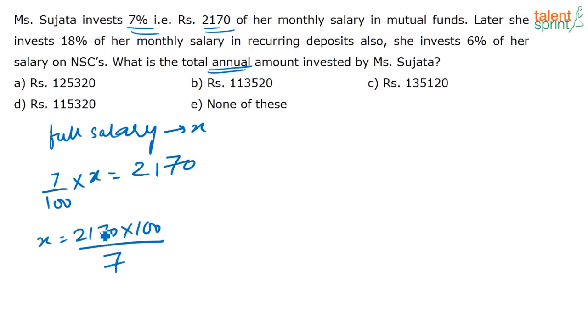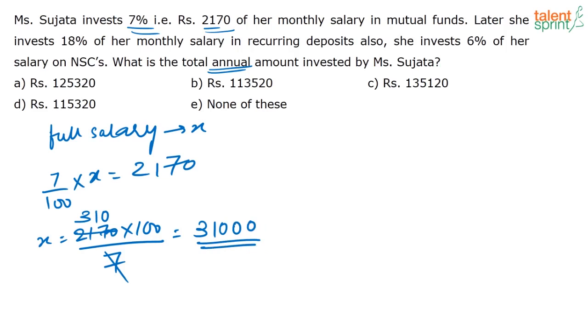Now see, very easy number, no? They have given 2170. 21 is divisible by 7. 7 is also divisible by 7. So directly you can divide. This is going to be 310. So I can directly say that her salary is 31000, correct? This is her salary per month.